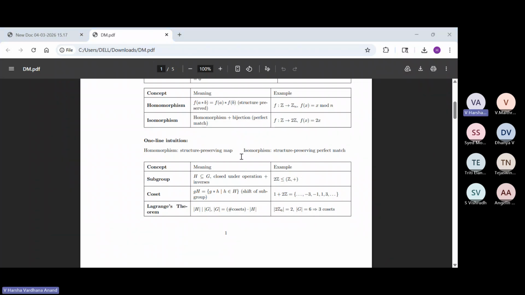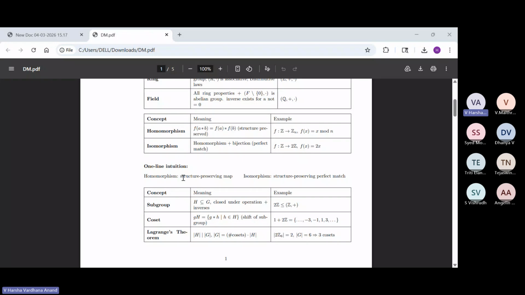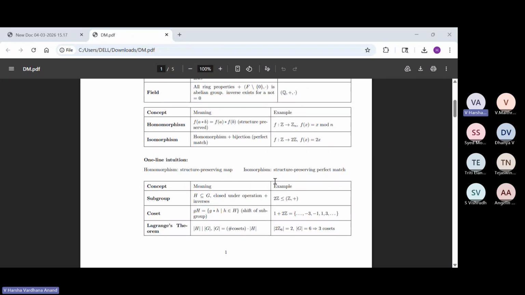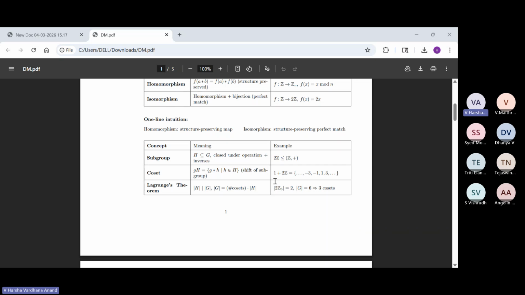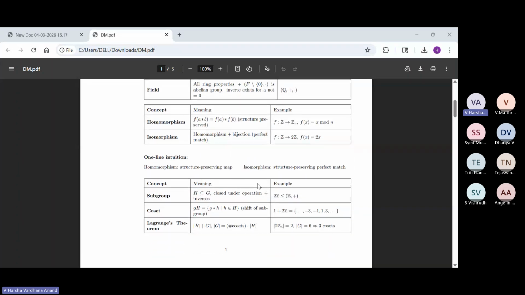Okay, so now here is that one-line intuition I just told. Homomorphism is structure-preserving maps, and isomorphism is preserving the exact perfect match. So next, let's go to subgroup, coset, and Lagrange's theorem. A subgroup is essentially a group which is a subset of a group.